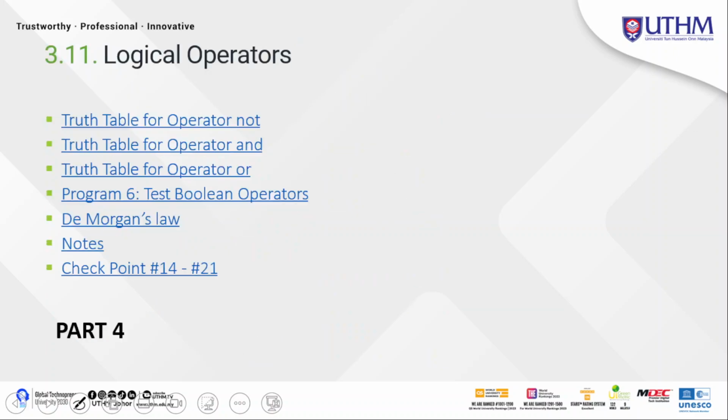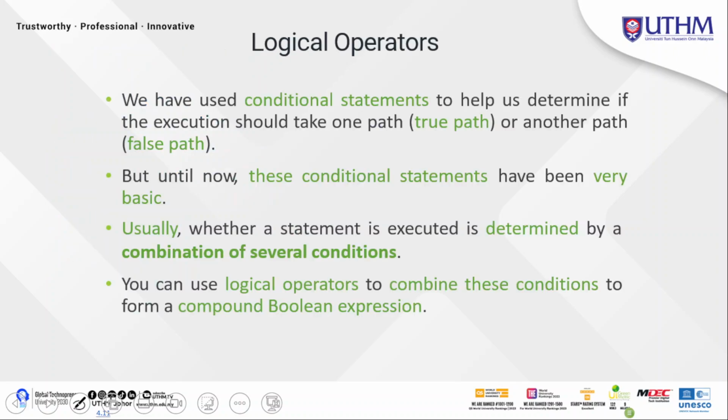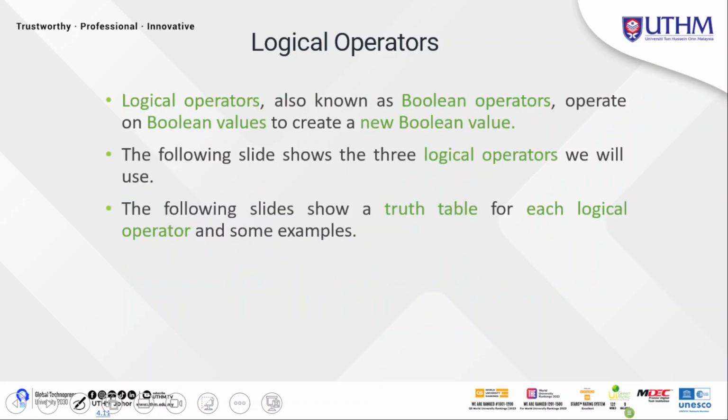The truth table for the operators not, and, or. We have used conditional statements to help us determine if the execution should take one path or another path, the true path or the false path. But until now, these conditional statements have been very basic. Usually, whether a statement is executed is determined by a combination of several conditions.